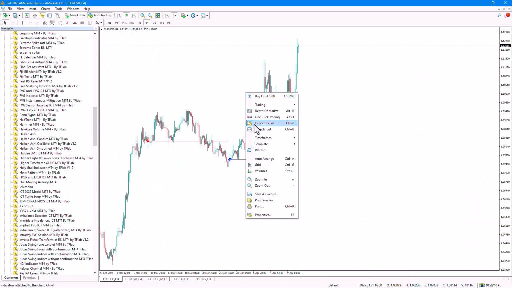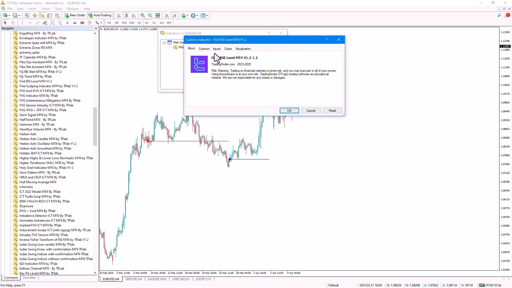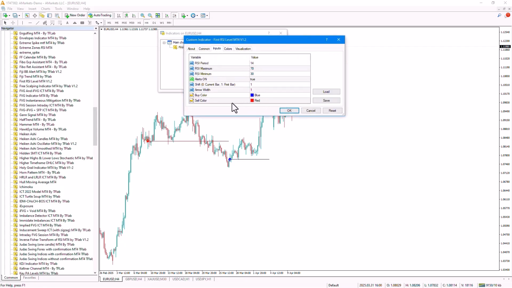In the Settings section, under the Input tab, there are options available where we can select the RSI period settings, which is set to 14 by default. In the next section, we can specify the overbought level along with the oversold level. In this part, we can enable or disable the alert notification when a buy or sell signal is issued.